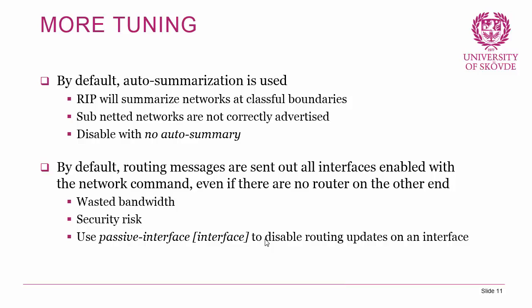Also, by default, router messages are sent out all interfaces enabled with a network command, even if there is no router on the other end. This will waste bandwidth and also be a security risk. So what we can do is use passive-interface and then specify an interface in RIP configuration mode to disable routing updates from being sent out that interface. It will not have any effect on routing or what networks are being advertised. It will just say that, hey, on this gigabit Ethernet interface, do not send out routing updates.